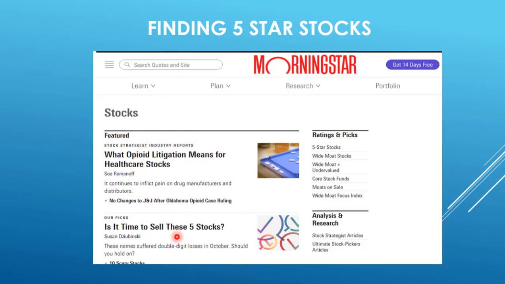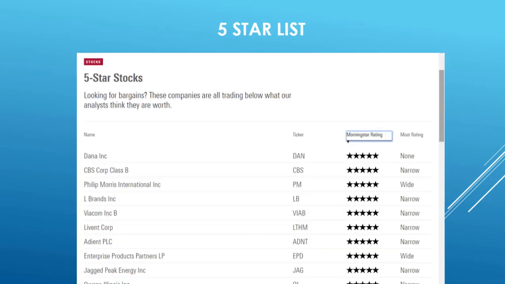There's a lot of news media here going on, and then we have ratings and picks over here. We're going to click on the 5-star stocks ratings to pull up a list of those 5-star stocks. So, having done that, we see a list of 5-star stocks.